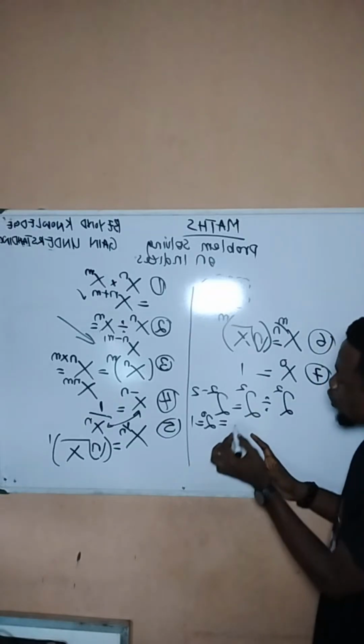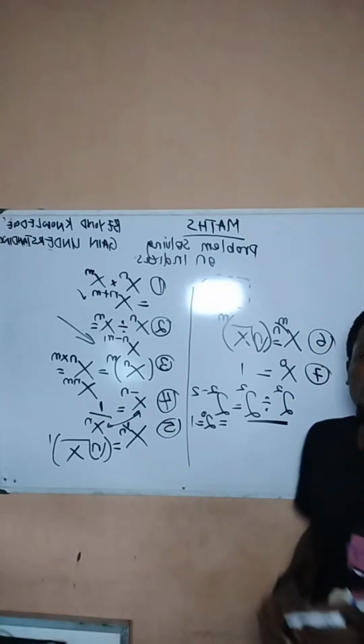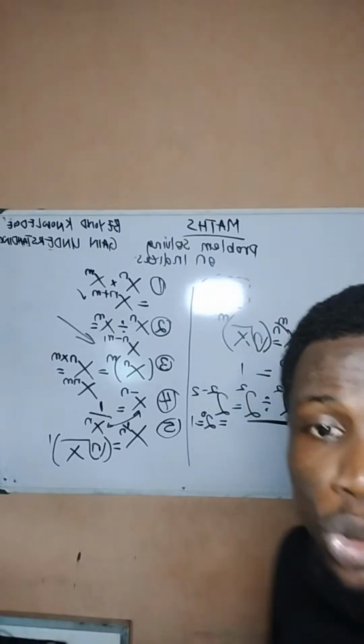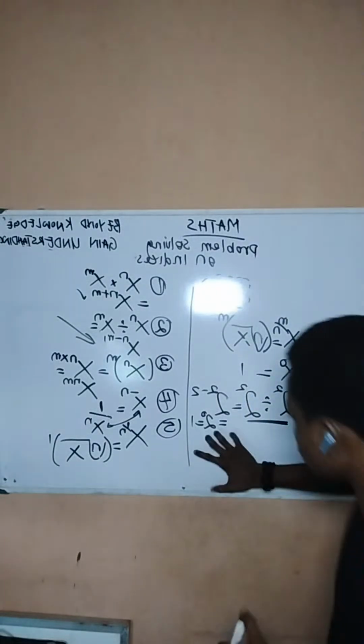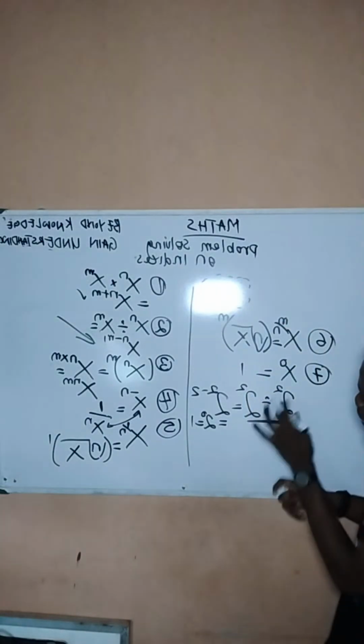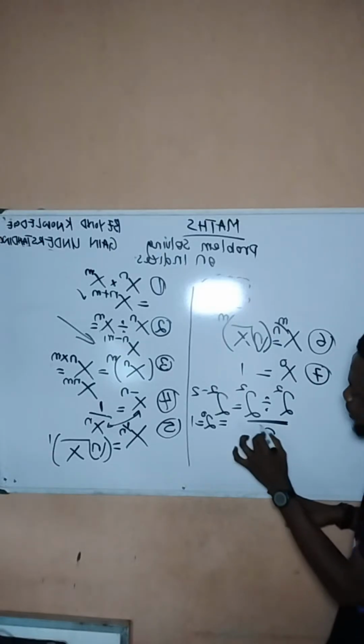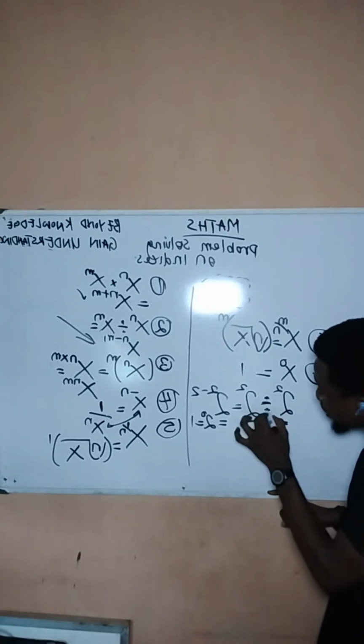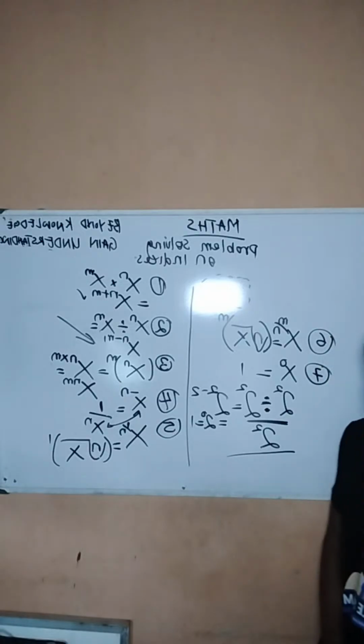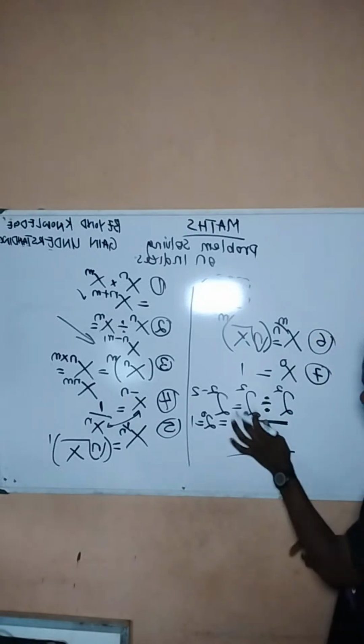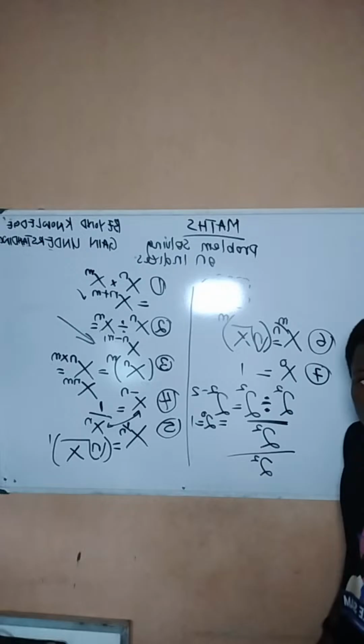But what if we want to go through another route? We don't want to go through this way. We know that this can also be represented as 2 raised to the power of 2. Then division, we know originally that division is just over. So this is 2 raised to the power of 2 over 2 raised to the power of 2.